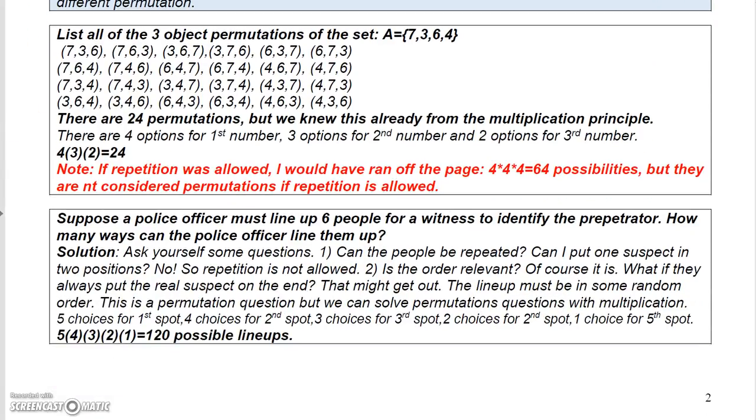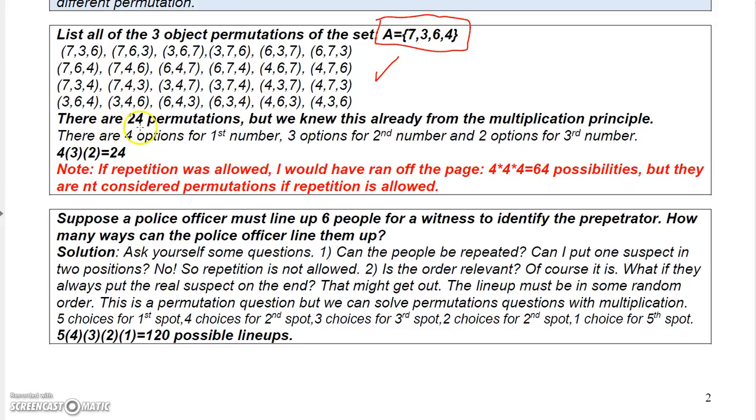Let's look at another one. Let's say that we have these 4 numbers to choose from, and I want to ask you to list all of the 3 object permutations of this set. Well, you could list them all by the exhaustion method: 736, 763, and so forth, 367, 376, 637, 673, and things of that nature. But what you're going to find out is that there's 24 ways you can arrange 3 numbers out of these 4.